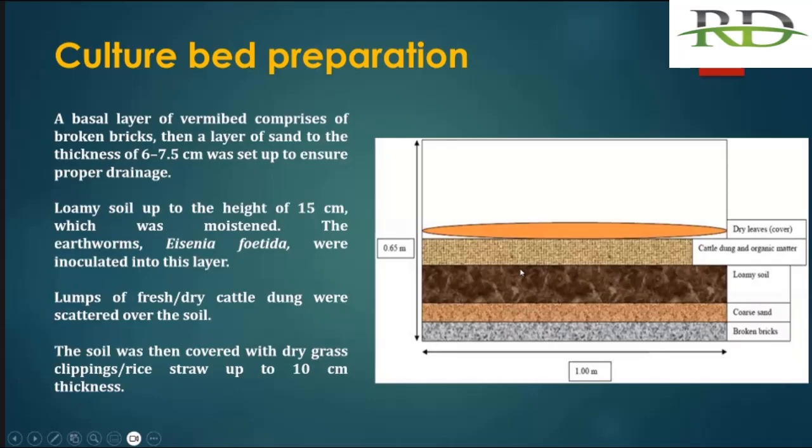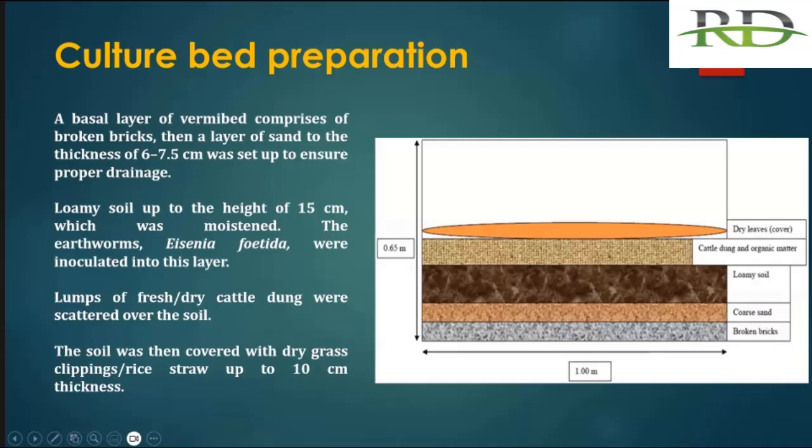The earthworms, Eisenia fetida or other mixed cultures, are inoculated into this layer. Always release mixed cultures of earthworms. Then lumps of fresh and dry cattle dung are scattered over the soil. After that, we cover with dry grass clippings and straw up to 10 centimeters thickness. This is how we prepare the culture bed.